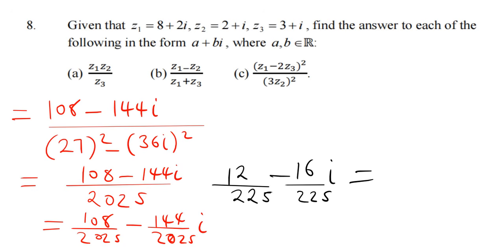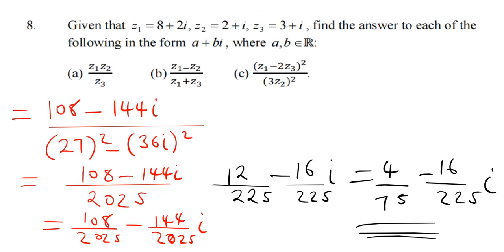Then can we simplify it further? Of course. What are we going to divide by? 3 into 12 is 4. 3 into 225 is 75, minus 16 over 225 i. We're going to leave it there because there's no number that can go into 16 and 225. So that is our final answer for this one.